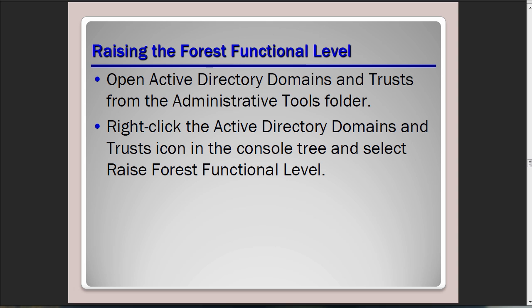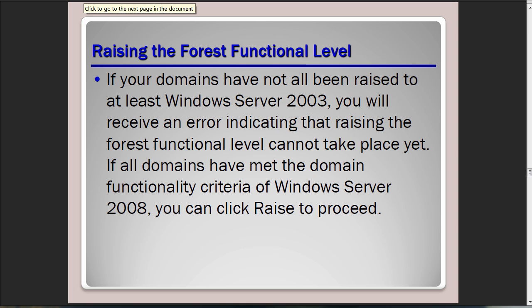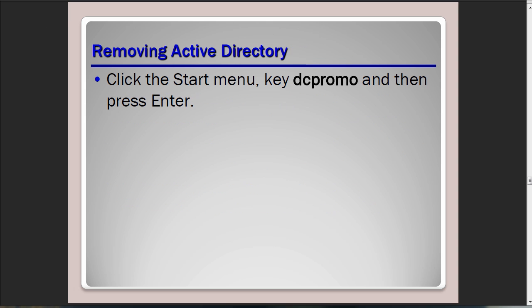So raising the forest, open Active Directory Domains and Trusts, that's where it's done. You have to be an administrator, of course. Right-click the Active Directory domain and raise the functional level there. Remember, this is one of those things that you can raise, but you cannot go back. If domains have not all been raised to at least Server 2003, you'll receive an error indicating that raising the forest functional level cannot take place, right? If all domains have met the domain functionality criteria of 2008, you can then raise and proceed.